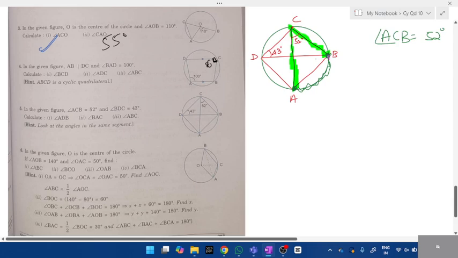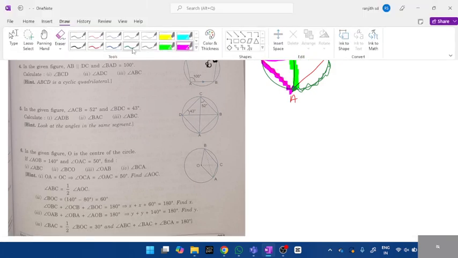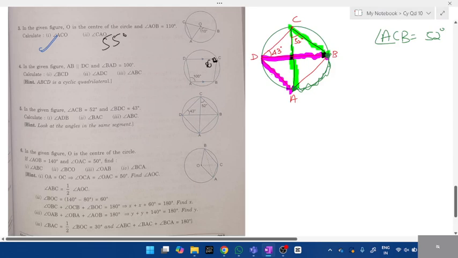Tell me, look at the straight line DB and AD. So according to second theorem, which two angles will be equal? Angle ACB is equal to angle ADB. That is equal to 52 degrees. What will you write? Same arc. So you should write angle on the same segment or same arc.